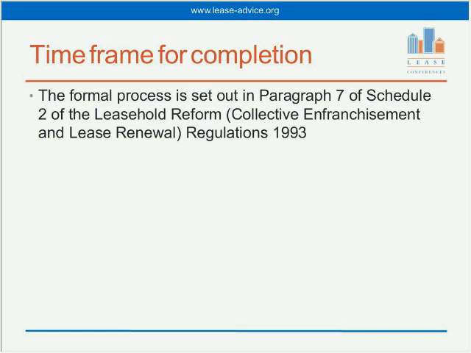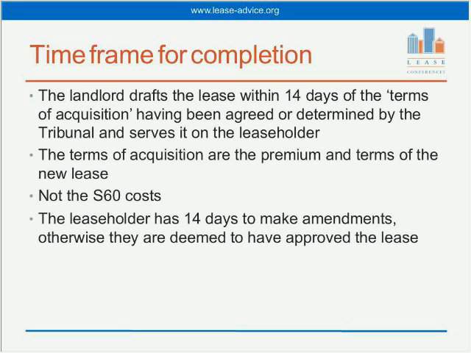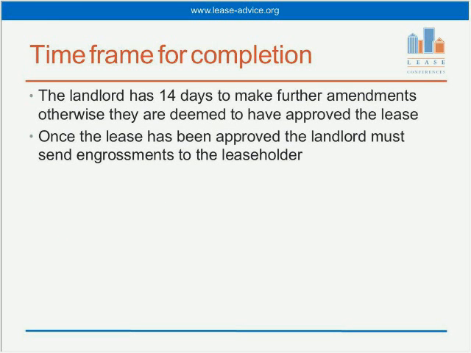Now we come over to the issue of conveyancing. There's a process. It doesn't always have to be adhered to, but it's laid down by paragraph 7 of Schedule 2 of the Leasehold Reform (Collective Enfranchisement and Lease Renewal) Regulations 1993, otherwise known as the 1993 Regulations. Landlord drafts a lease within 14 days of terms of acquisition being agreed or decided by the tribunal, and serves that draft lease on the leaseholder. The terms of acquisition are the price and terms of the new lease, but not Section 60 costs. Leaseholder has 14 days to make amendments, otherwise they're deemed to have approved the lease. The landlord has 14 days to make further amendments, otherwise they in turn are deemed to have approved the lease. And once the lease has been approved, the landlord must send engrossments to the leaseholder.